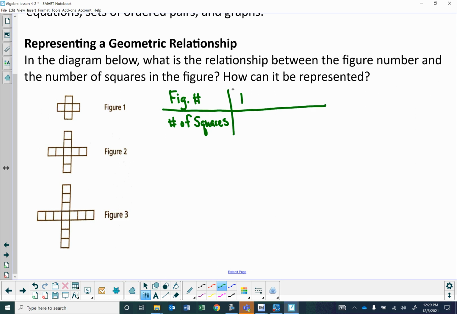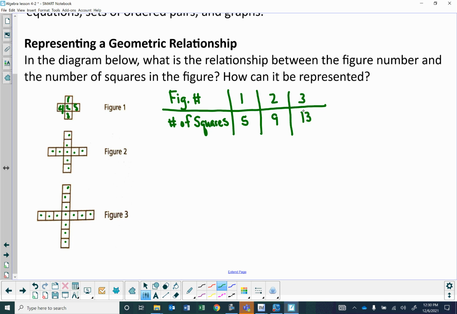In the first figure, I have 4 squares. No, 5 squares. 1, 2, 3, 4, 5. So I have 5 squares. In the second figure, I have 1, 2, 3, 4, 5, 6, 7, 8, 9 squares. In the third figure, I have 1, 2, 3, 4, 5, 6, 7, 8, 9, 10, 11, 12, 13 squares.